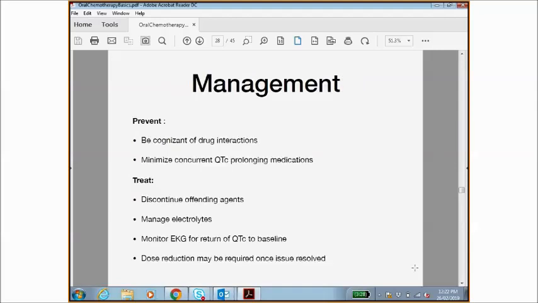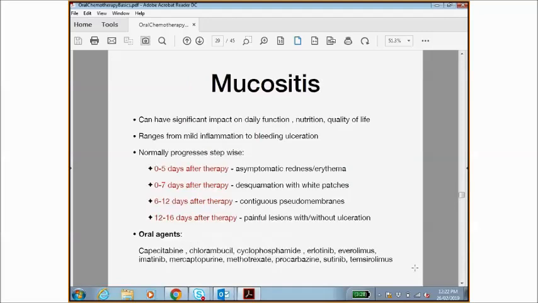So just always be cognizant of the drug interactions. Minimize their concurrent QTc-prolonging medications if you can. Take a look at their profile. Do they still need to be on this medication? And discontinue the offending agent, manage their electrolytes, monitor safety if necessary, and if you need to, dose reduce.